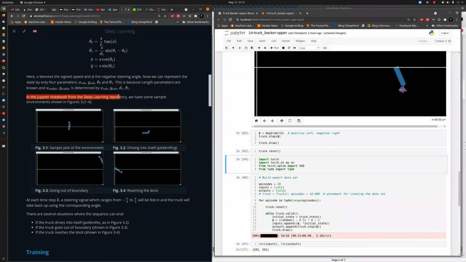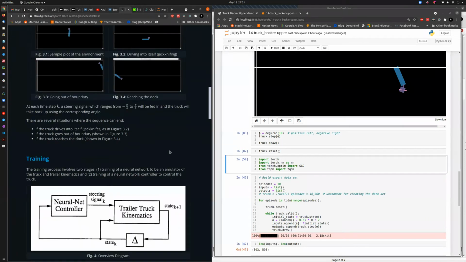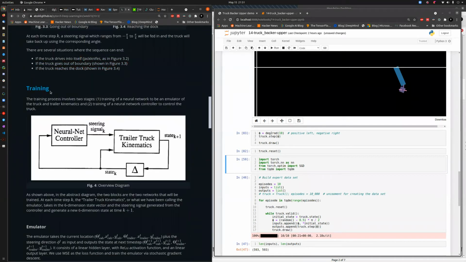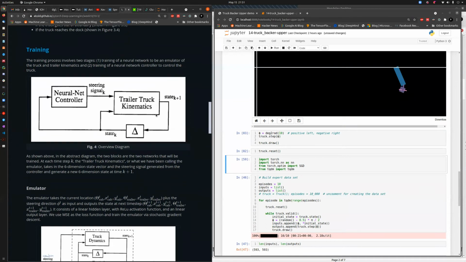Then the next thing was, this is the steering angle. This is what I just played with. These are the end situations. Then we look at the training of the neural network to be an emulator of the truck and trailer kinematics, and training of the neural network controller to control the truck. So these are the two stages.